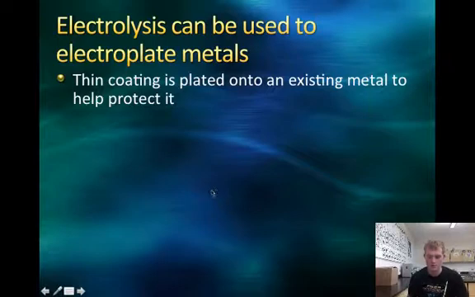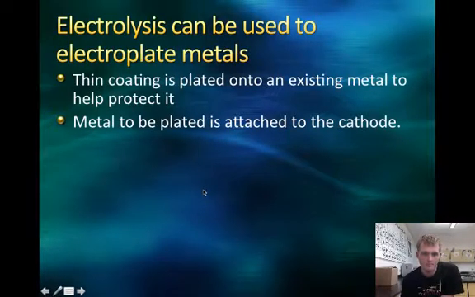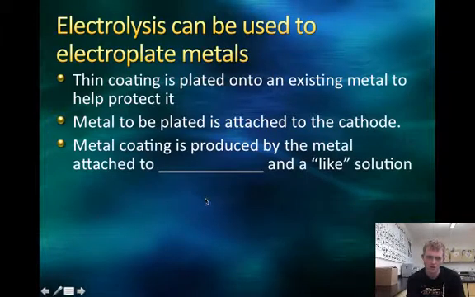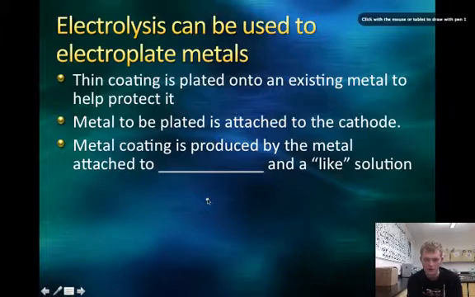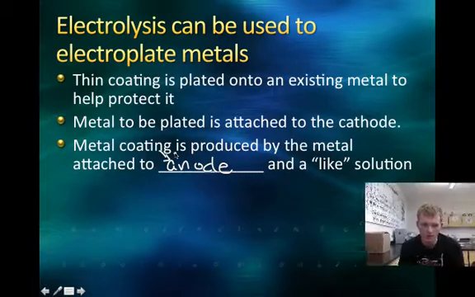So why would we use electrolysis? We do this to put some thin coating on an existing metal to help protect it. So we take the metal that we want to protect and coat it with a thin coating of some other metal. So we attach the metal to the cathode and put it in a solution of other ions like it. So if you want to plate out copper, you would put a copper metal in copper ions that are in solution.